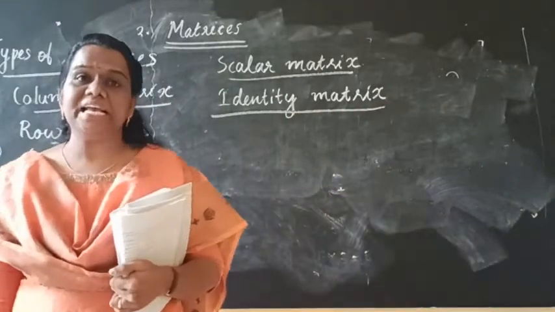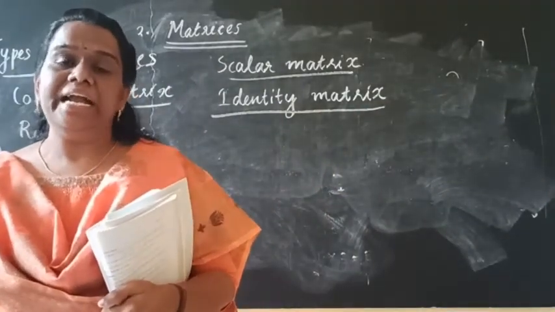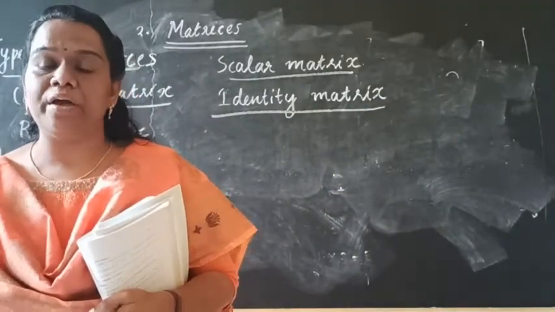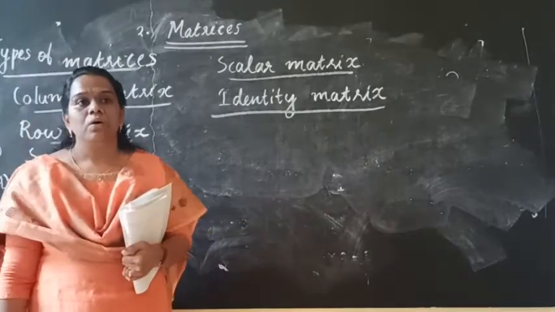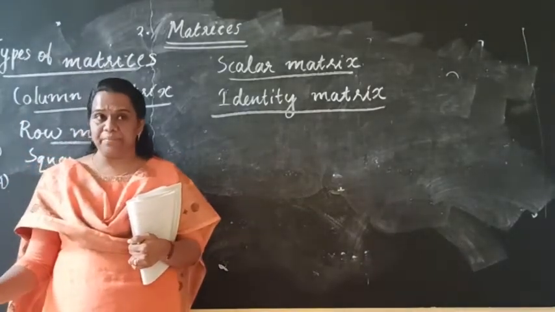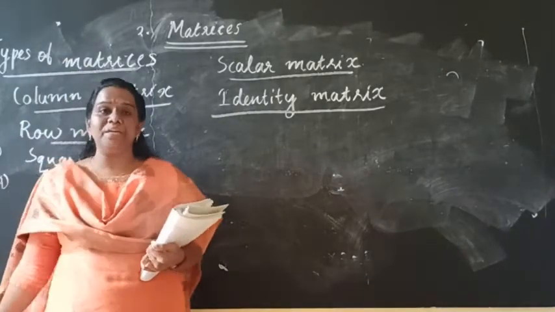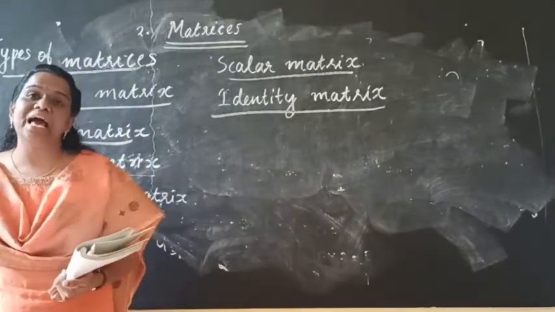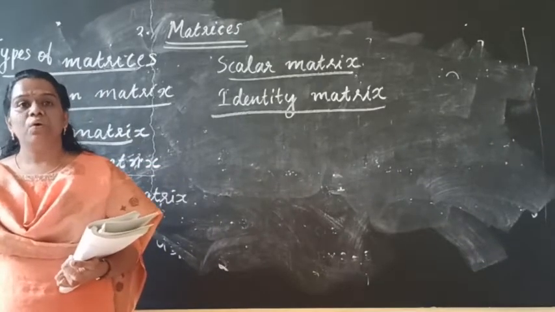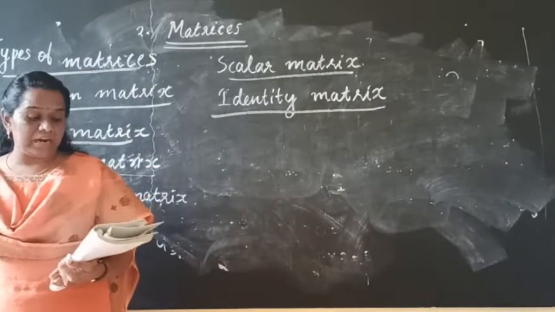Identity matrix is a diagonal matrix. Identity matrix is a square matrix. Square matrix means what? Square matrix means the order is the same. It is a diagonal matrix, that means only diagonal elements are there. And it is a scalar matrix also, because only the diagonal elements are there.